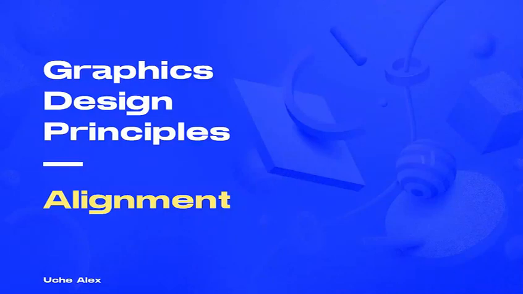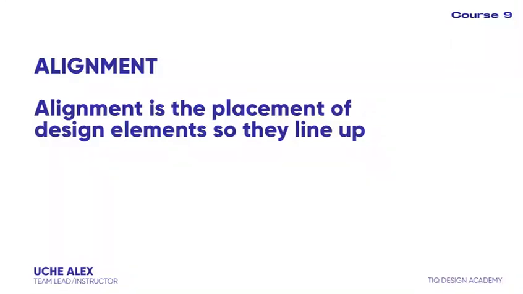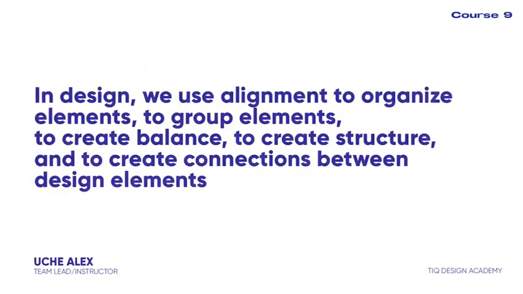Welcome to the course where we'll be looking at alignment. Alignment is the placement of design elements so they line up. In design, we use alignment to organize elements, to group elements, to create balance, to create structure, and to create connections between design elements. Now let me give you a quick overview of how a design can look without alignment.